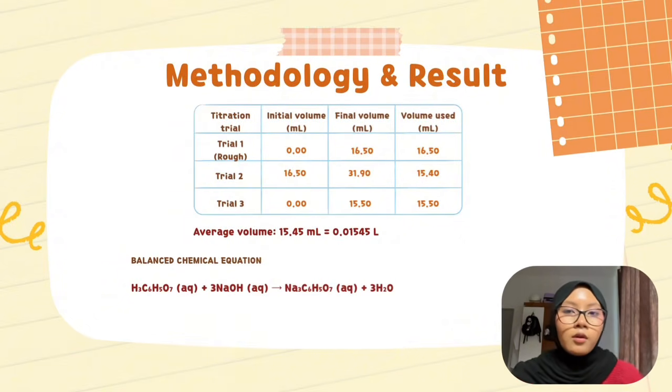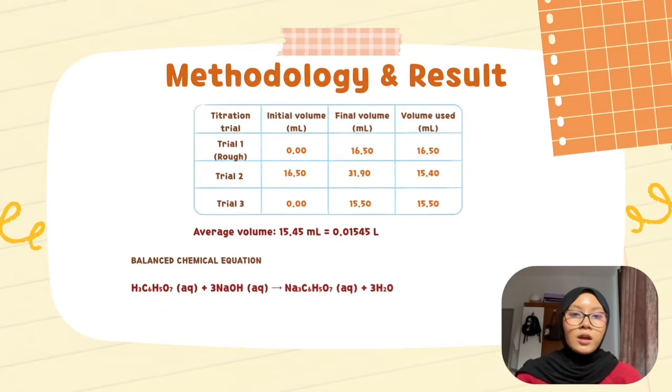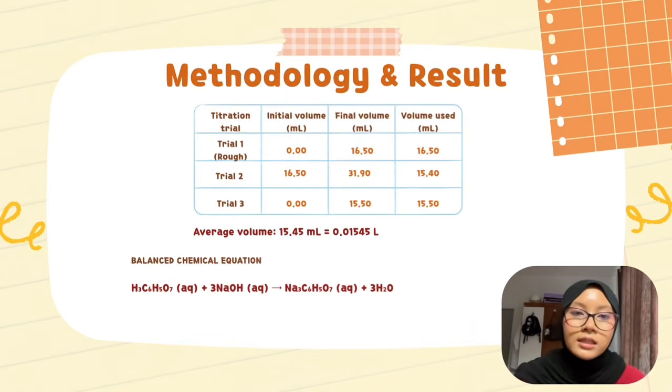The volume of NaOH used in trial 2 was 15.40 ml, while trial 3 required 15.50 ml. Since the difference between these values was only 0.10 ml, the results can be considered consistent and reliable. The average volume of NaOH used was then calculated as 15.45 milliliters, which is equivalent to 0.01545 liter.